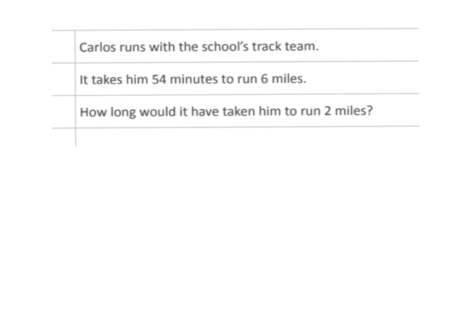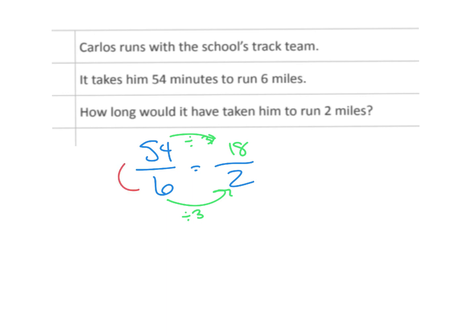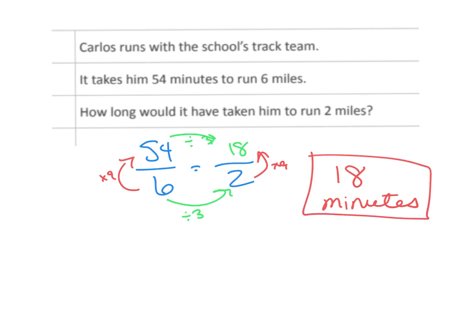Let's do one more. Carlos runs with the school track team. It takes him 54 minutes to run 6 miles. How long would it have taken him to only run 2 miles, since miles is on the bottom? And again, do really easy. 6 divided by 3, 54 divided by 3 gives us 18. We could have also done 6 times 9, so 2 times 9 is also 18. It would have taken him 18 minutes to run those 2 miles.